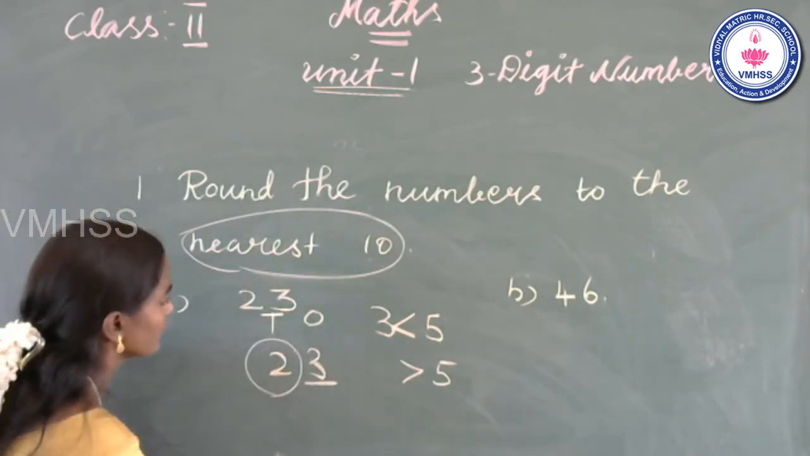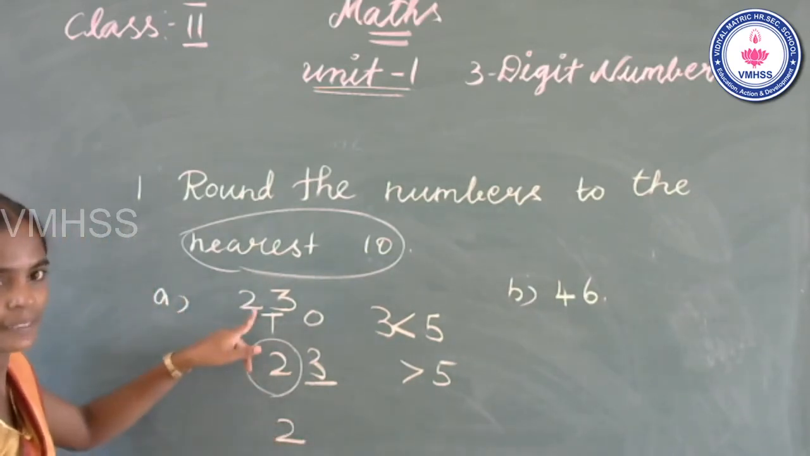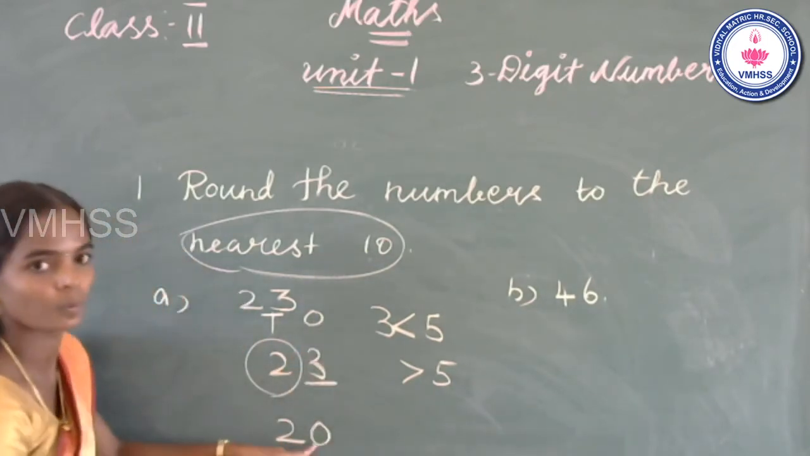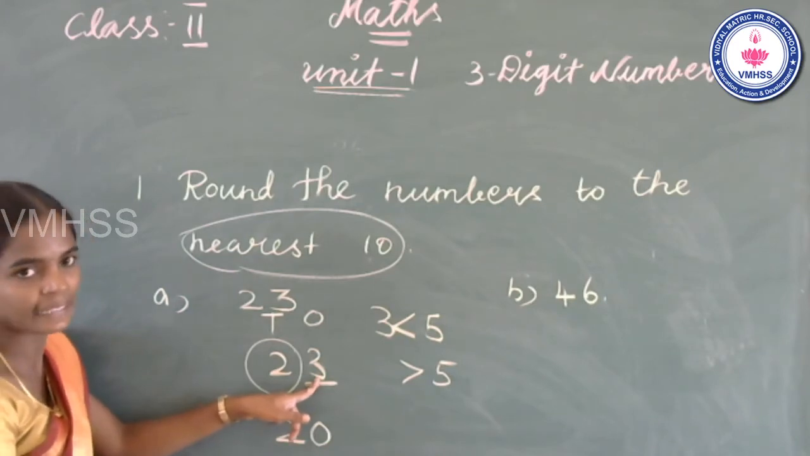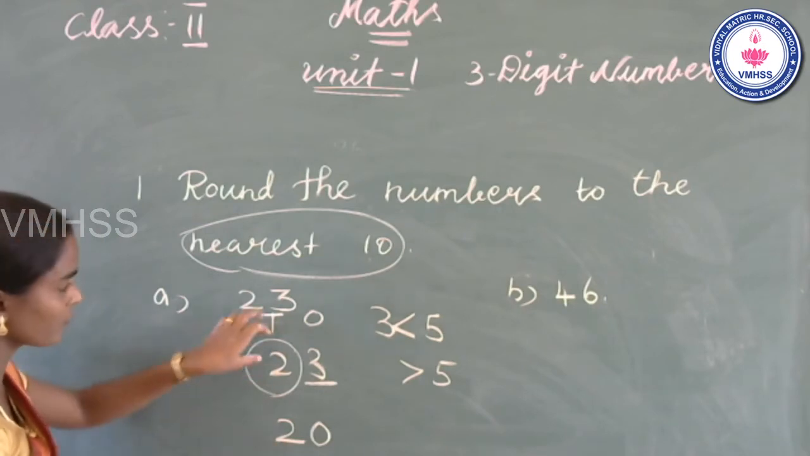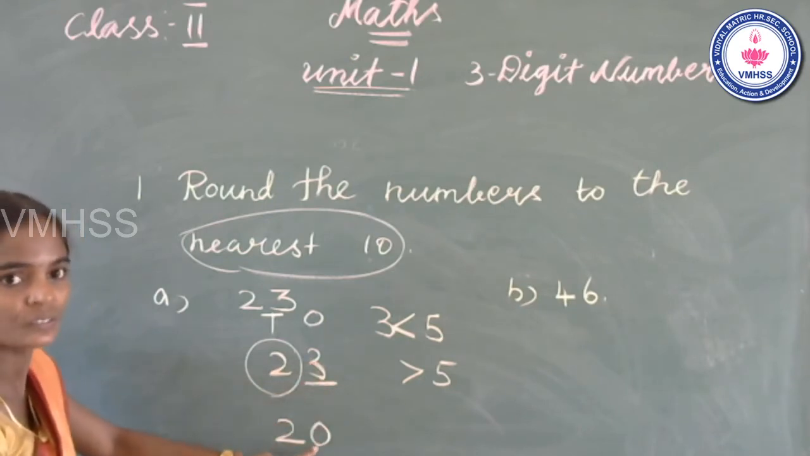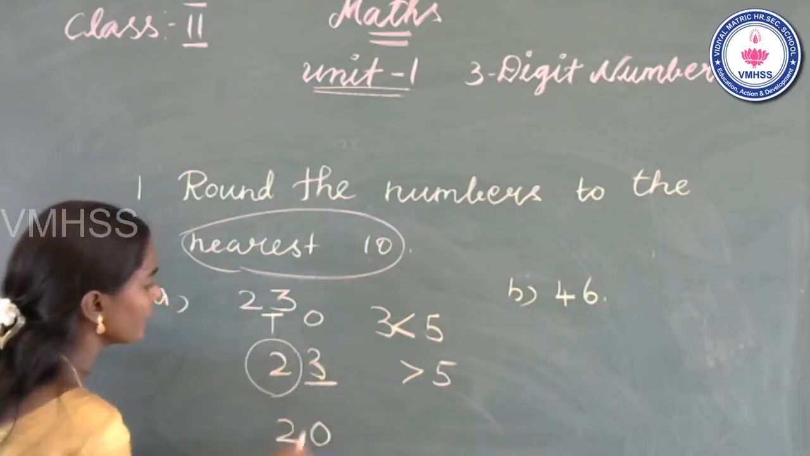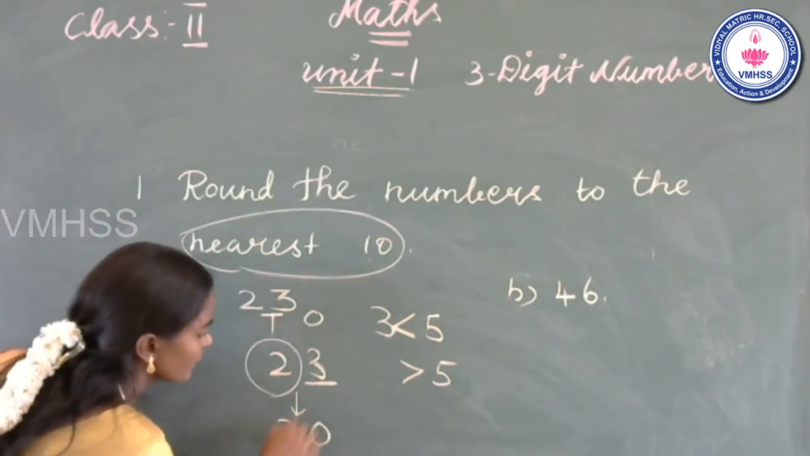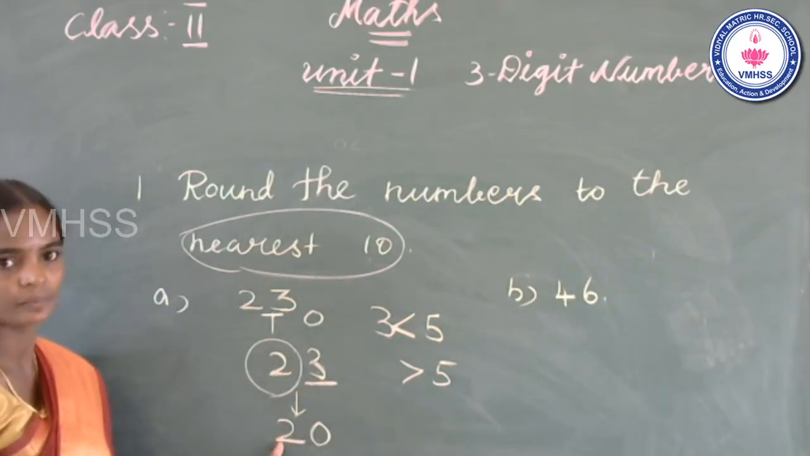So we write the tens place number 2. Tens place number stays the same. Ones place number becomes 0. This number is less than 5, so the tens place number stays the same, and the ones place number becomes 0. So 23 nearest 10 is 20. So this answer is 20.